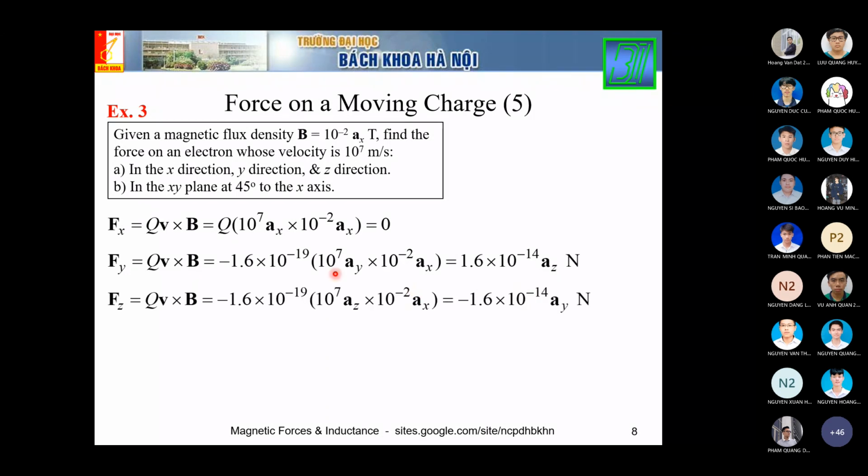The third case, once again, we change ax here into az, and the solution is nearly the same.